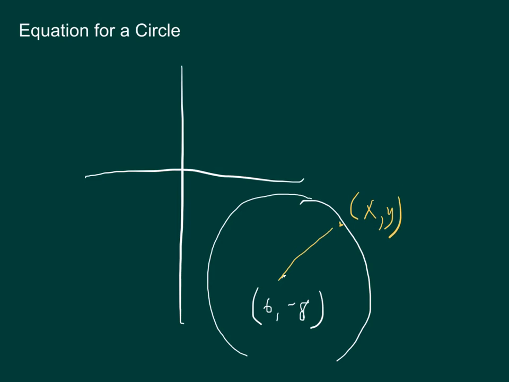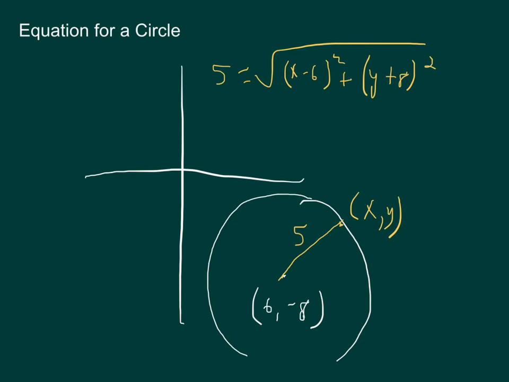And I'll think about this distance. And this distance would be, well, the distance is 5. It's a circle with radius 5 again. So I'll say 5 is equal to the square root of the change in x, which is x minus 6 squared, plus the change in y, which is y minus negative 8, so y plus 8 squared. And that is the equation of the circle. Any coordinate that you can think of that would be on this circle will satisfy this equation.